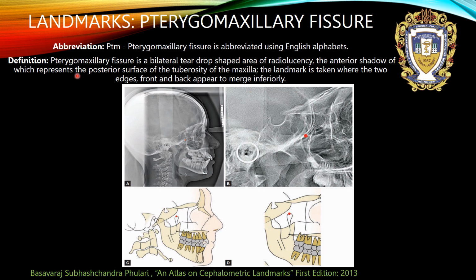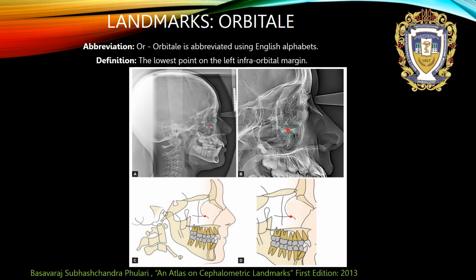Pterygomaxillary fissure is a bilateral teardrop-shaped area of radiolucency, the anterior shadow of which represents the posterior surface of the tuberosity of the maxilla. The landmark is taken where the 2 edges, front and back, appear to merge inferiorly. Next, very important landmark, orbitale. It is the lowest point on the left infraorbital margin.